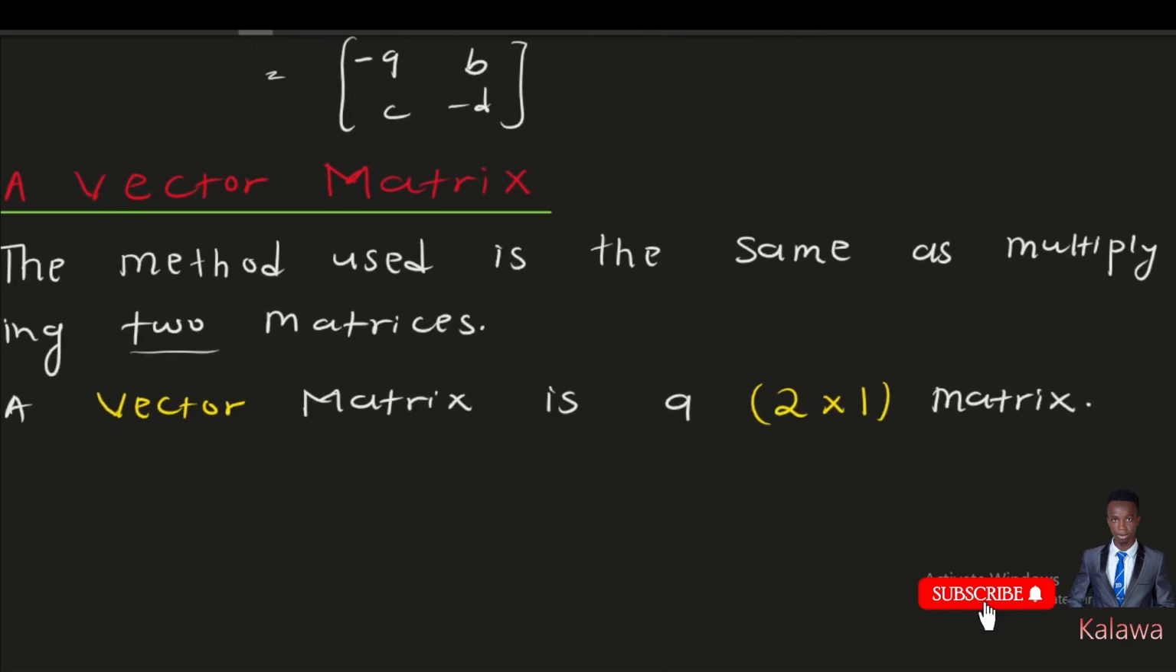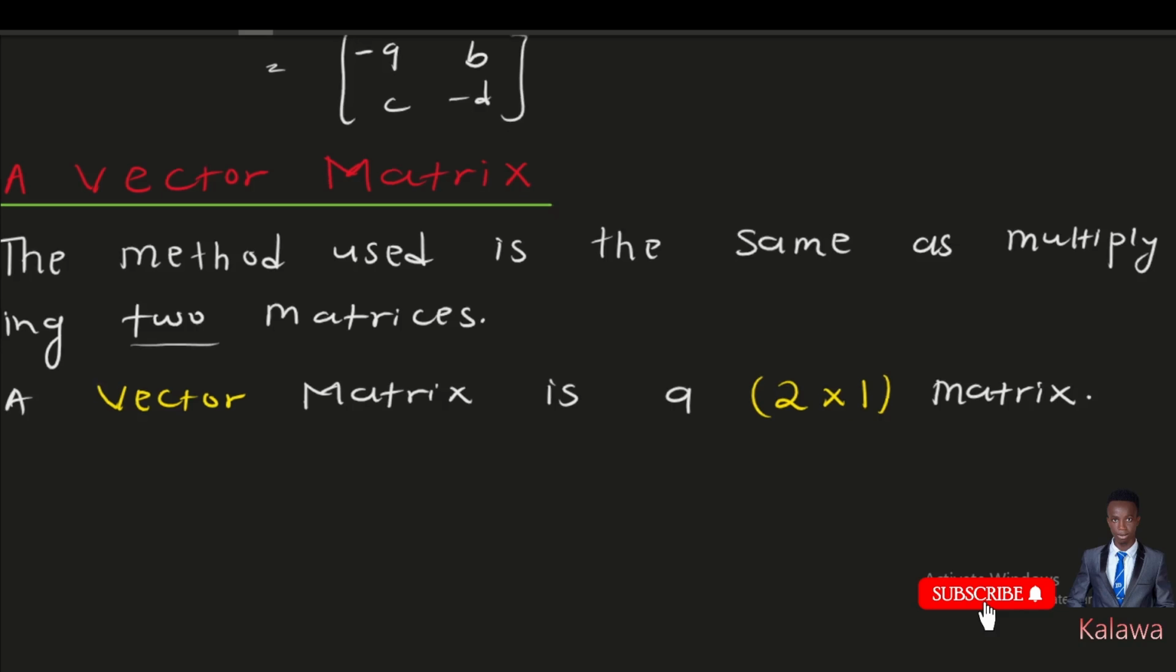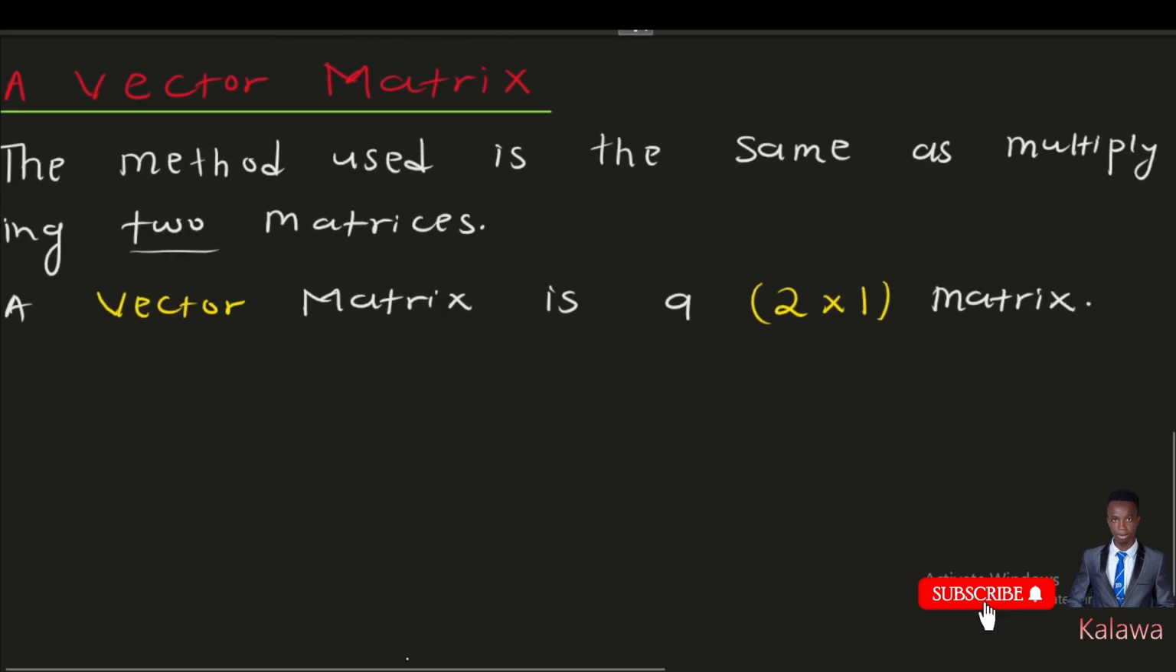Even though in our previous video we said that before we multiply matrices, they must be of the same order and all that stuff, the vector matrix kind of goes against that law a bit. So the vector matrix, we all know what a vector is. Let's say we have a vector. Let me just give an example here.